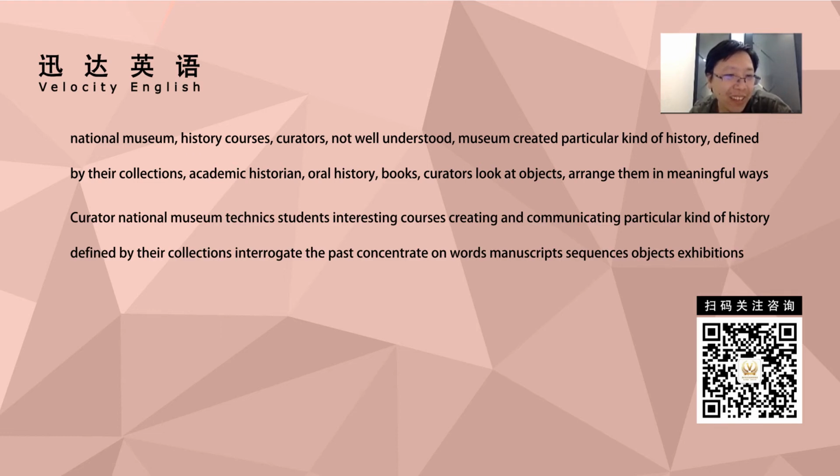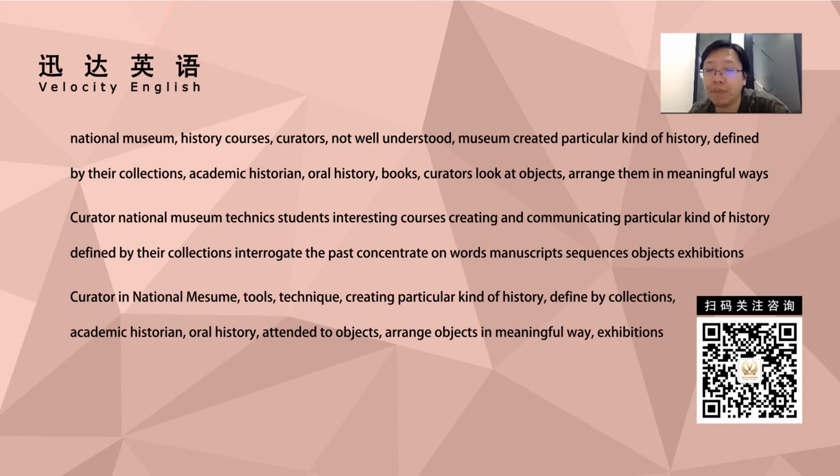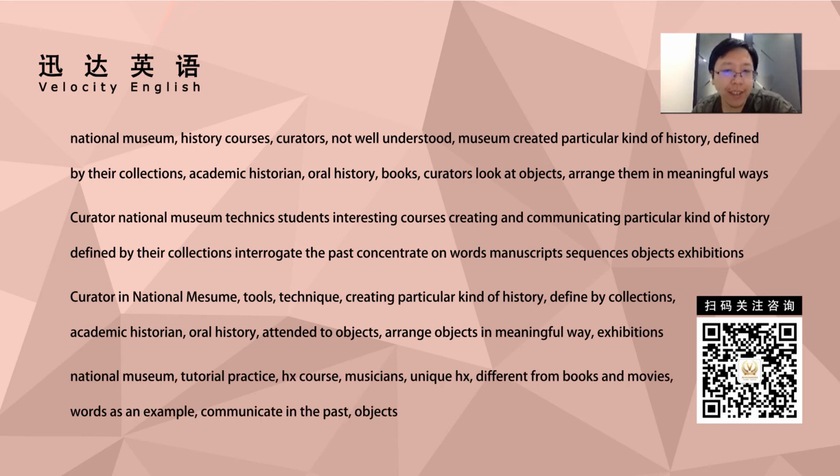All right, and you can see you guys have a lot of overlap with your keywords, which is pretty normal. Okay, so I've got words like curators, the National Museum, history courses, defined by their collections, and so on. I think in general, most of you probably did very well in terms of your keyword collections. Now, I'm not going to go through these in too much detail. You can check yourself whether or not you managed to get the correct keywords.